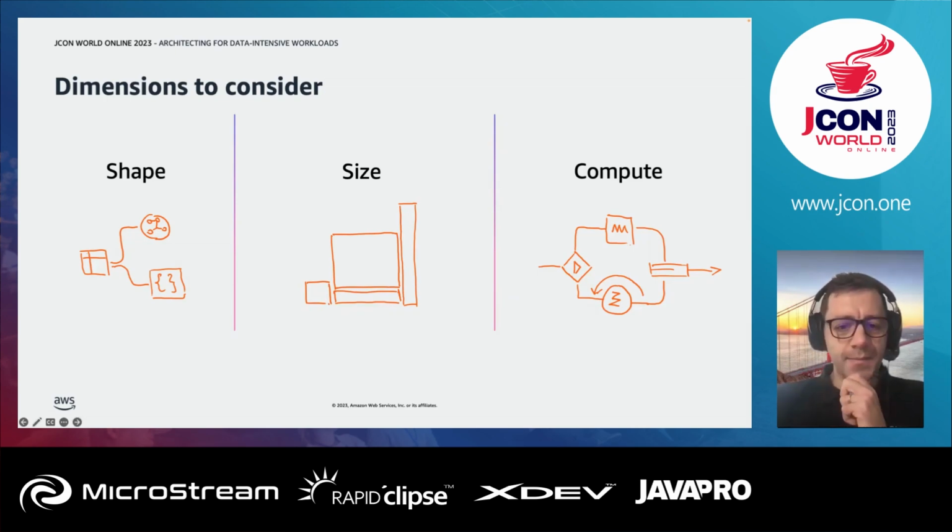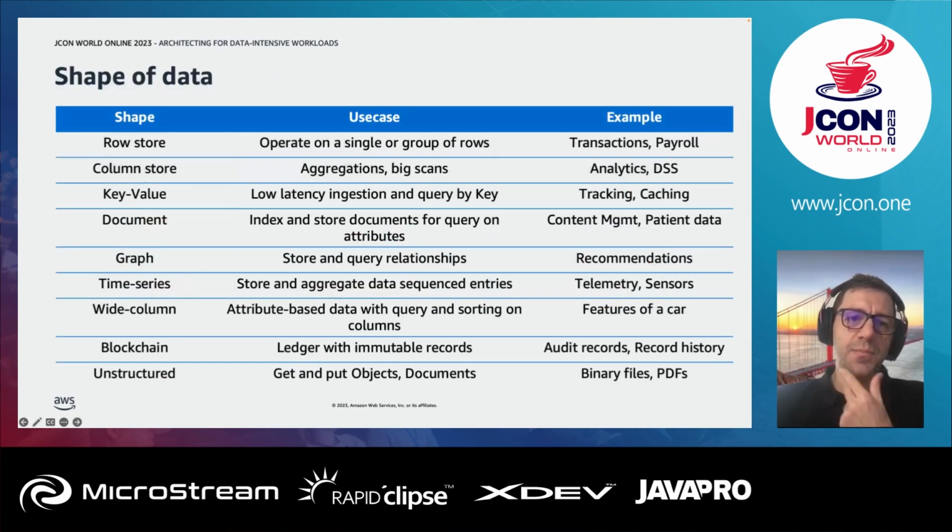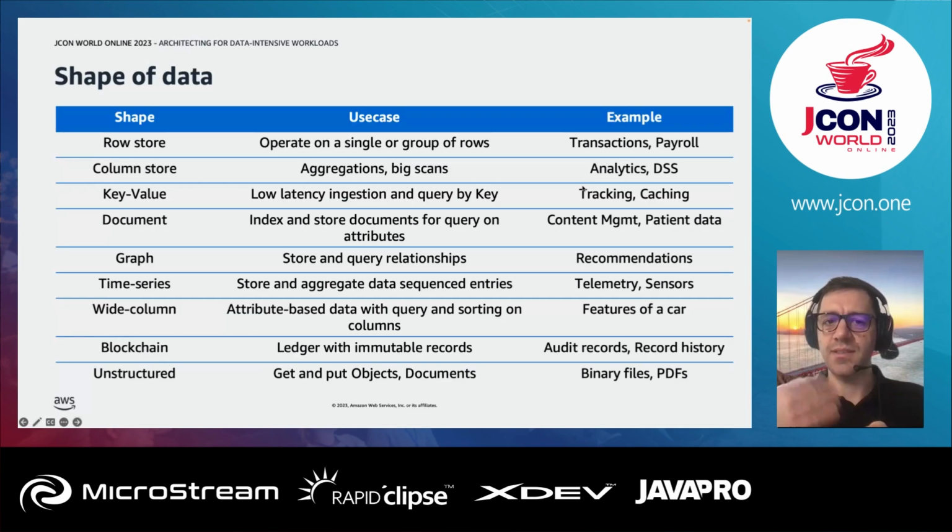Now, there are some examples. If you look at the shape of the data, this is nothing new. We have row store, column store, key value. You need to identify how your data is actually presenting itself in the application. Let's say it's a tracking application, so it's low latency, which just comes one after the other. You're getting data from an IoT device, for instance, or it's more like a relationship recommendation, maybe a graph type shape of data. So looking at the shape of data is the first one.